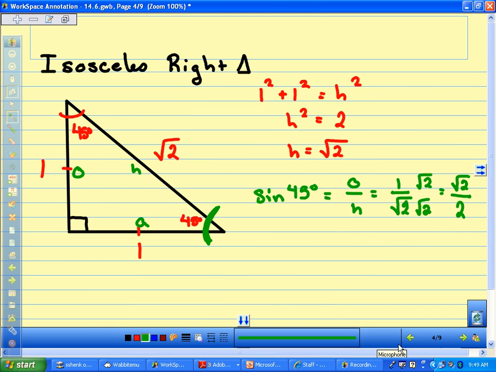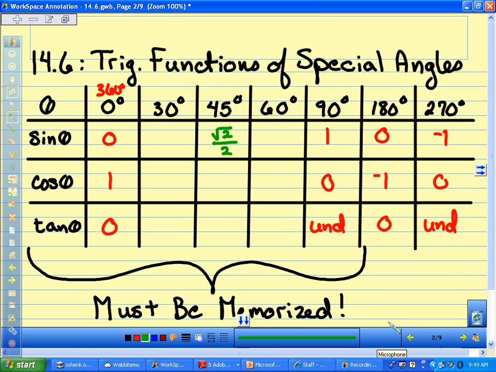Now, folks, is the cosine going to be any different? No, cosine is what over what? A over H. It just happens to be that my A was the same as the O. So this is also going to be 1 over radical 2, which will still be what? Radical 2 over 2. So the sine and the cosine of a 45 is radical 2 over 2.